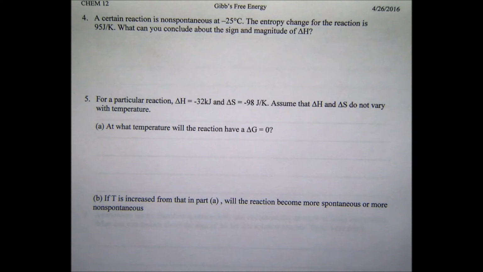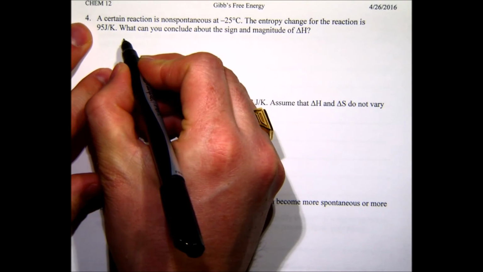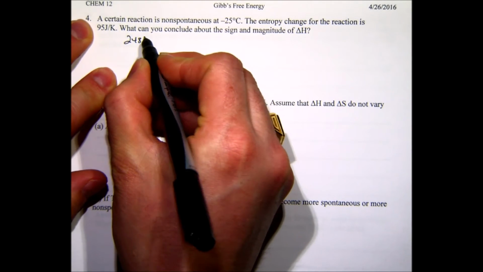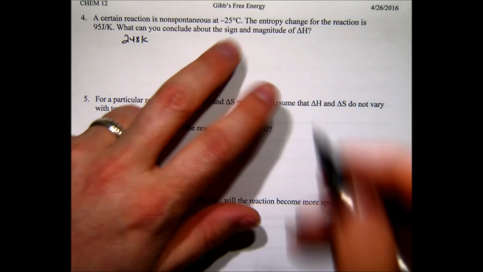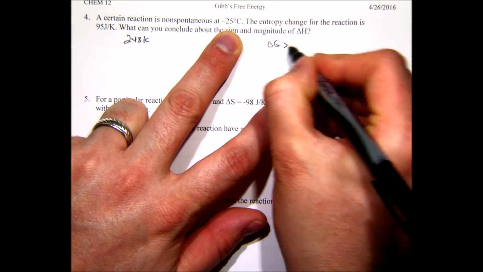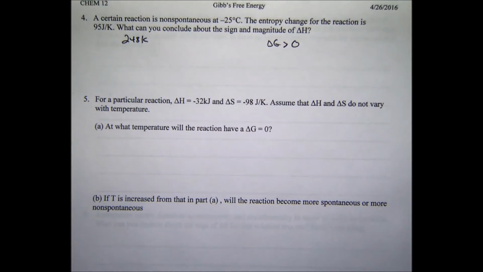It says a certain reaction is non-spontaneous at minus 25 degrees Celsius. So right off the bat, I know I'm going to deal with an absolute scale. I'm going to write 248 Kelvin for that. So a certain reaction is non-spontaneous at minus 25 C. The entropy change of the reaction is 95 joules per Kelvin. What can you conclude about the sign and magnitude of delta H? So we know that delta G has to be greater than 0 because it is non-spontaneous.